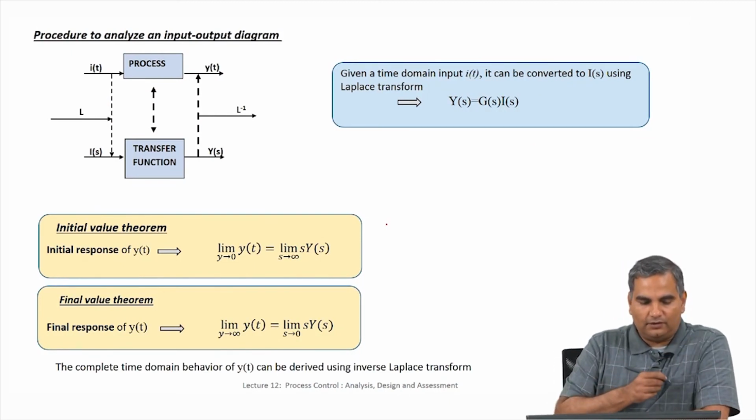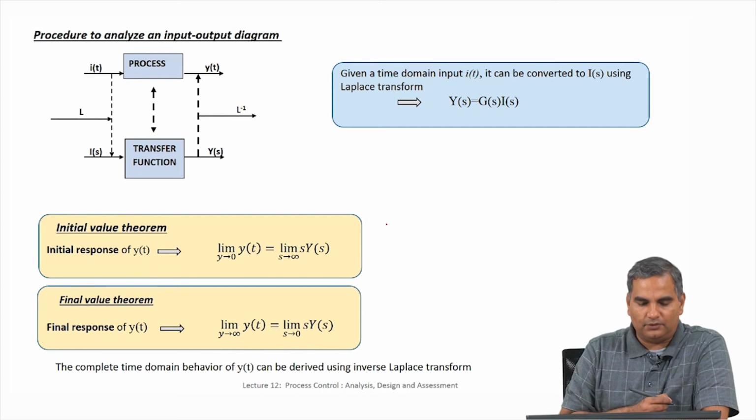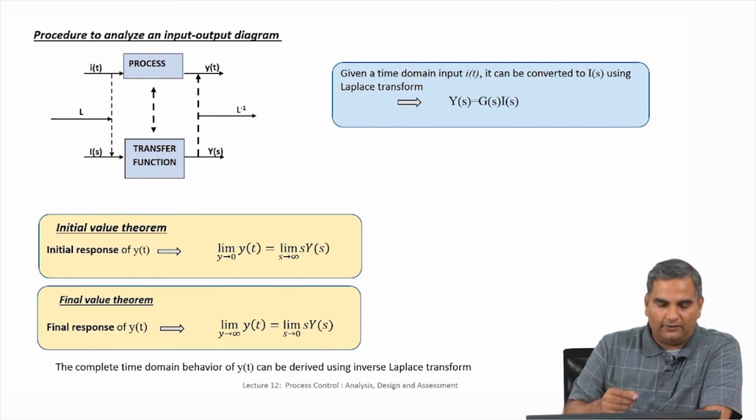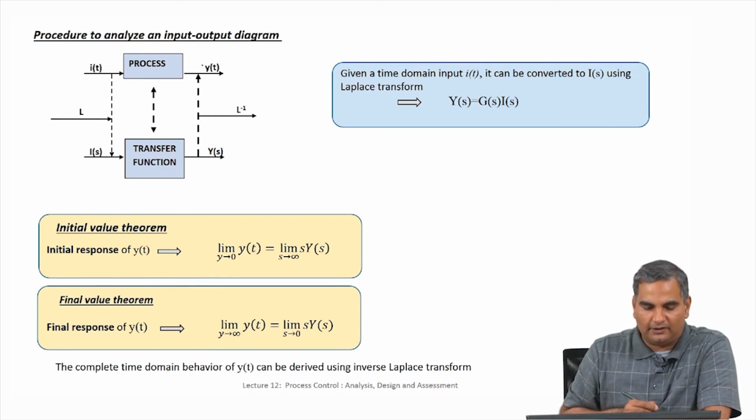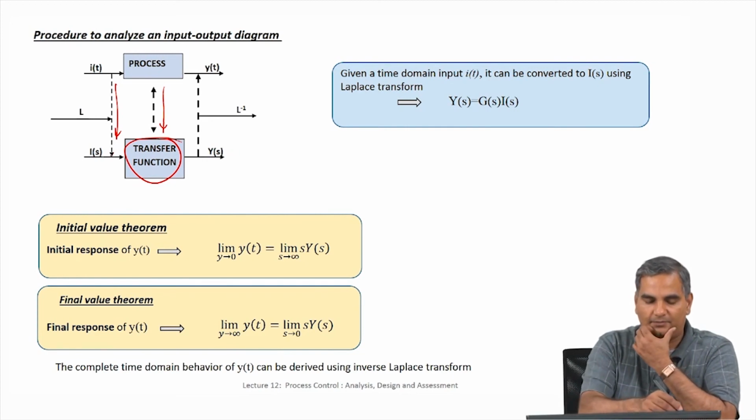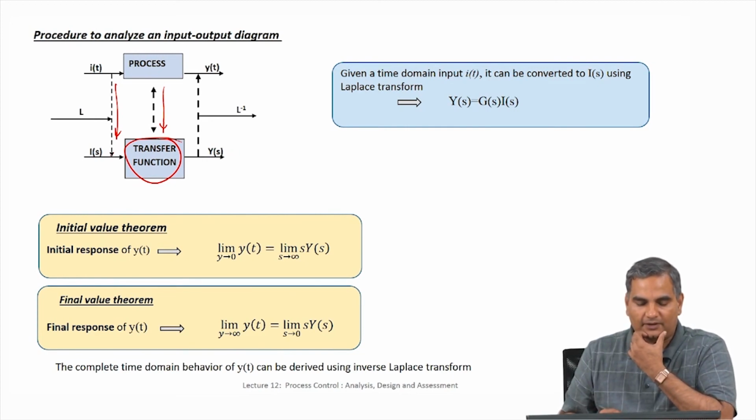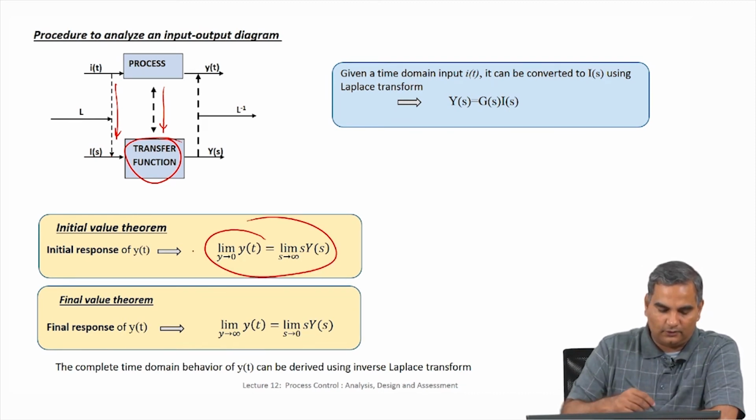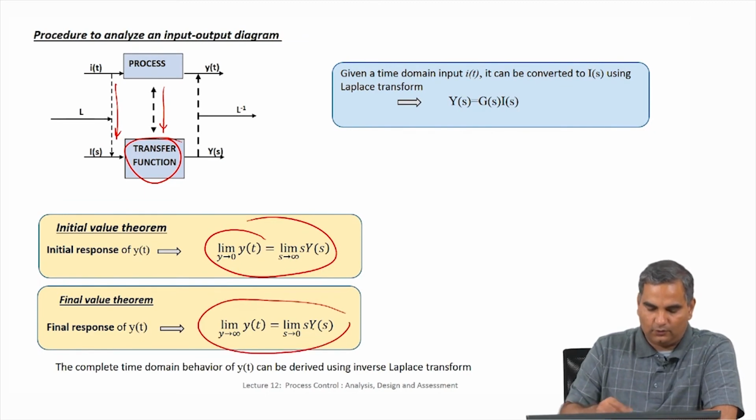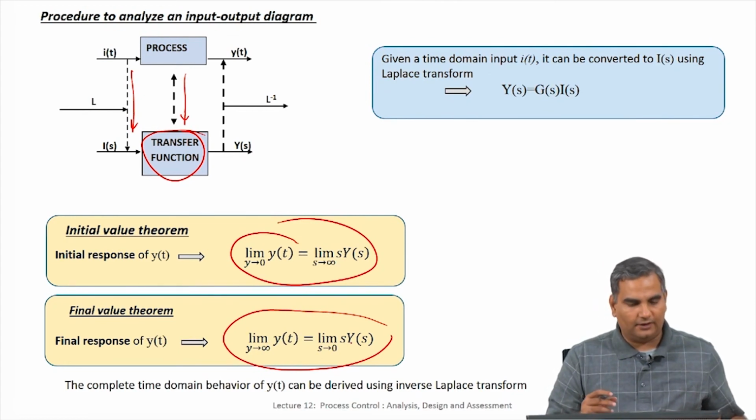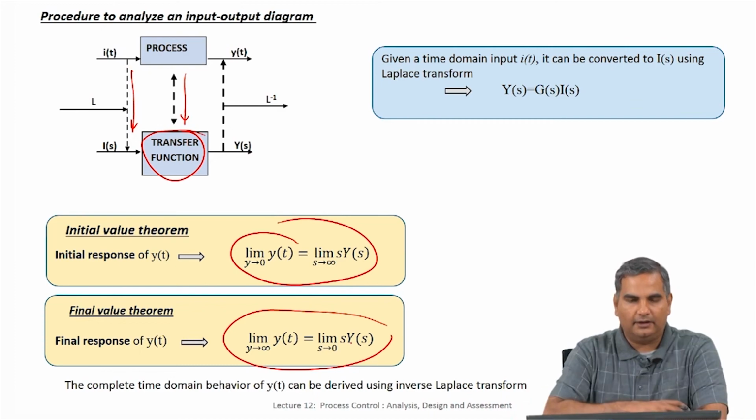So if we put this all together, we can talk about a procedure to analyze an input-output system. There is some input I(t) to a process, and y(t) is what you are interested in. You get a Laplace transform transfer function, you Laplace transform I(t) to get I(s), and Y(s) is simply a multiplication of I(s) times the transfer function. If you want to get the initial value of y(t), you can use the initial value theorem. If you want the final value, you can use the final value theorem and so on. This is how a time domain problem is converted to a frequency domain problem in process control.